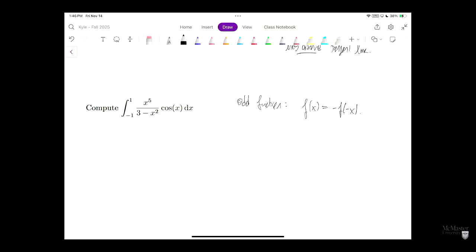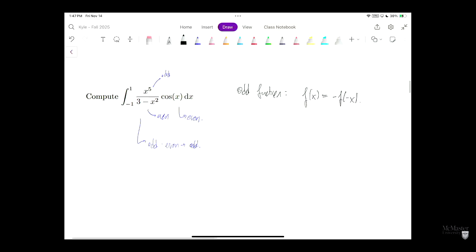Notice our x to the 5, that's an odd function. It's a polynomial of only odd powers. We're dividing it by 3 minus x squared, which is an even function. So we have an odd function divided by an even, and then times an even. So this odd divided by even is still going to be odd, and then odd times even is still going to be odd.